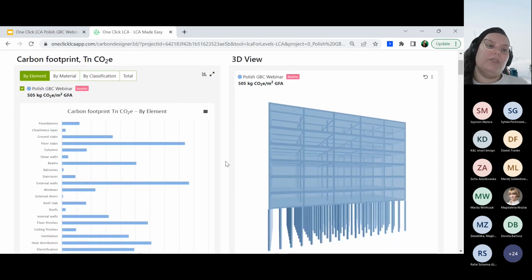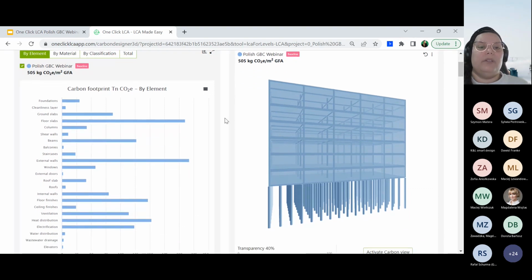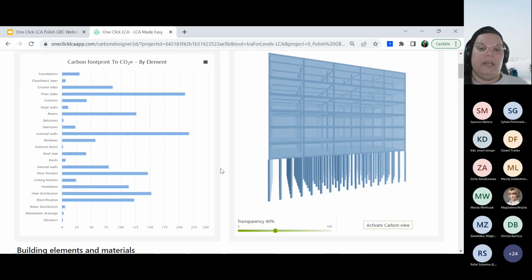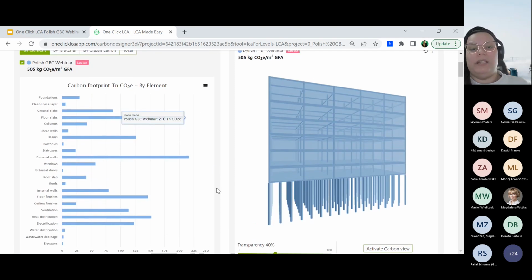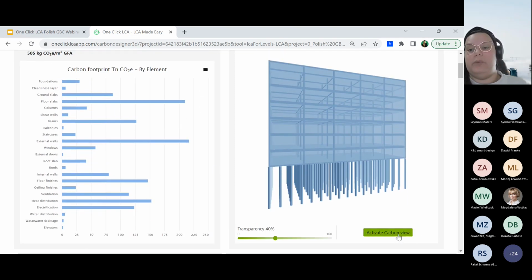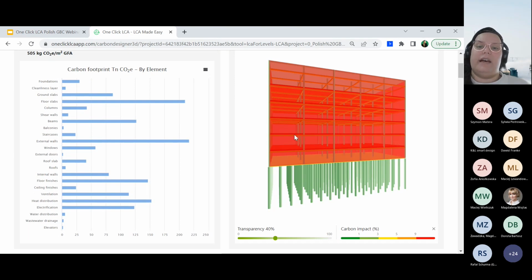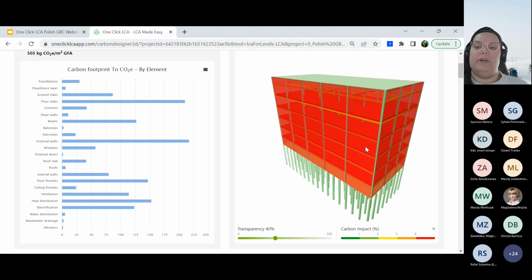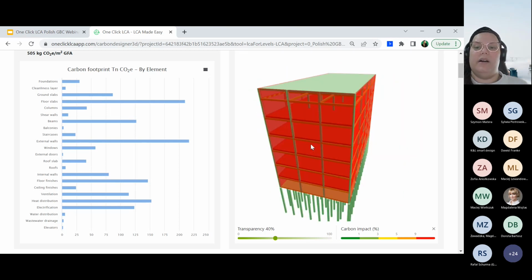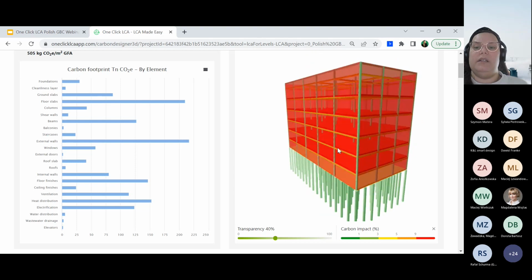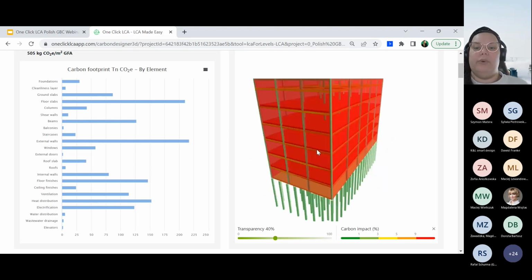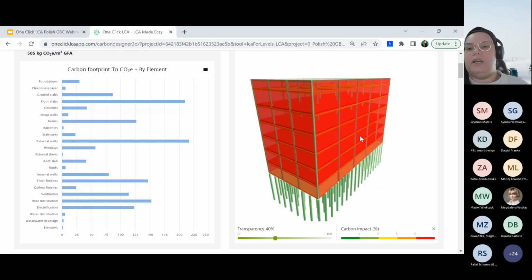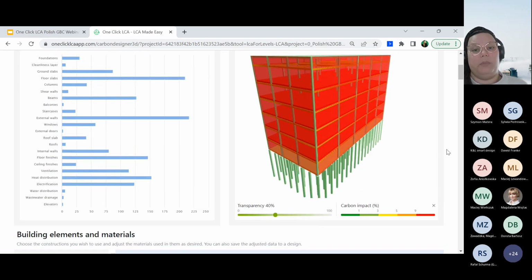Okay. So here we have our results by elements. So we see that here, for example, the floor slabs have really high results, and external walls as well. So it's very good to see this information here because we can act on it, but we can also see it in the model if I activate the carbon view. So we see here that our walls and slabs are red, not the ground slab, but the floor slabs. They are red because this is where we have the most emissions.